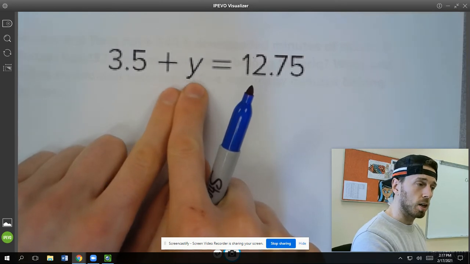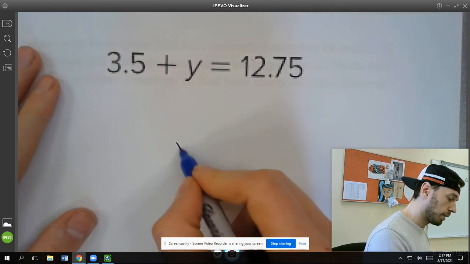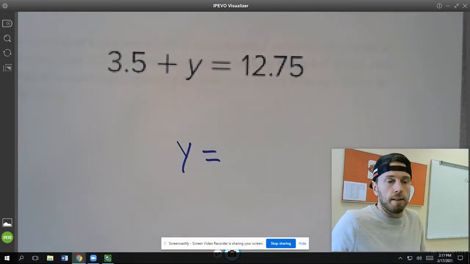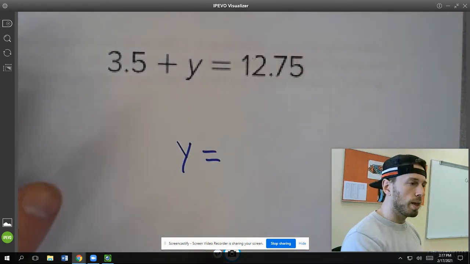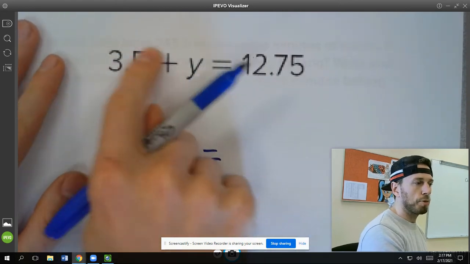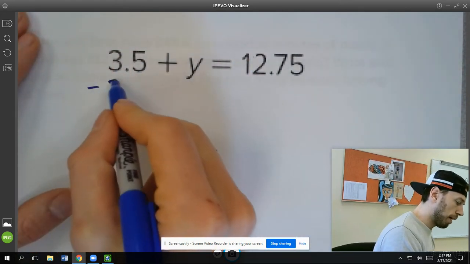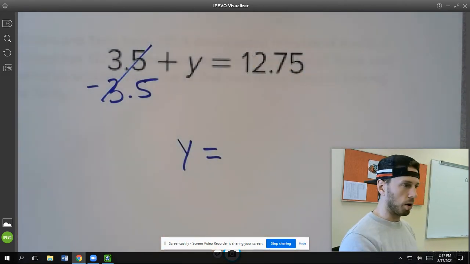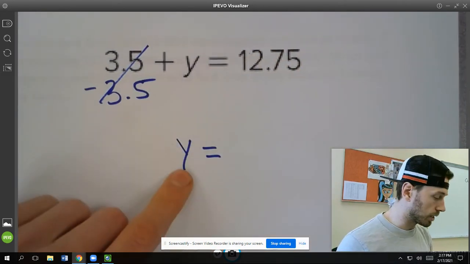And if we can get this guy alone over here on this side of the equation, it would literally say y equals, and then whatever number we get here is the answer, right? Y equals that. That's what it is. And in order to do that, we need to isolate it. So we have a 3.5 here, and if we take 3.5 away from this side, then that just cancels it out. That's 0, which is really cool because it gets the y alone.